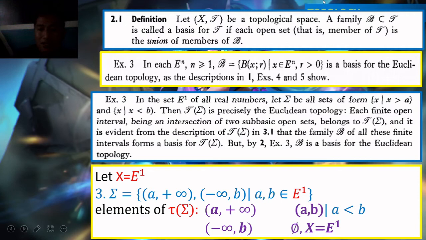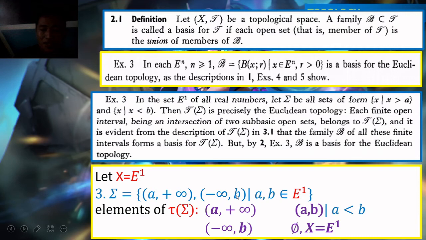So, let sigma be all sets of the form {x such that x is greater than a}. So, that is from a to positive infinity, right? And then {x such that x is less than b}. So, from negative infinity to b. These are open intervals. So, a to positive infinity, and then negative infinity to b.